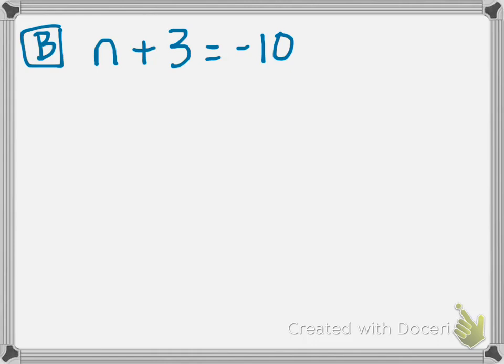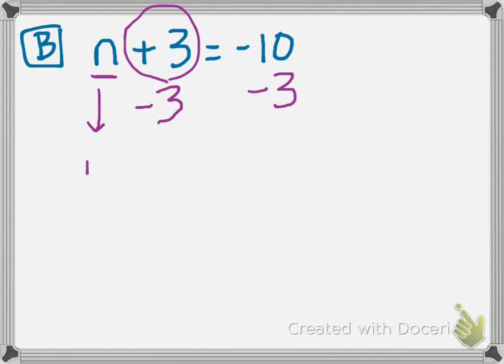Here's B. N plus 3 equals -10. We want to isolate the variable, so we're going to do the opposite of this right here. What is the opposite of adding 3? The inverse is subtracting 3, or a -3. So here's my N. What is 3 minus 3? That's 0, so it goes away. Goodbye.